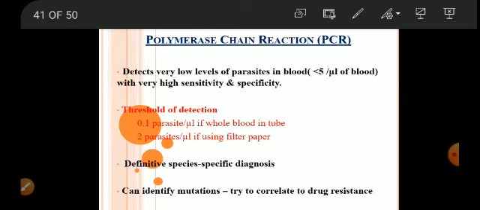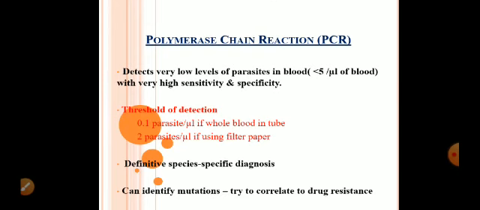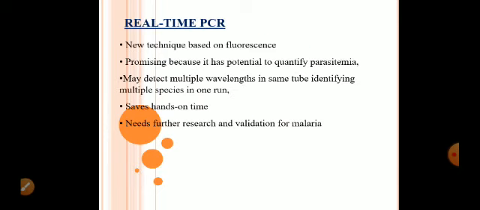Threshold for parasite detection is 0.1 parasite per microliter if using whole blood in a tube, or 2 parasites per microliter if using filter paper. Definitive species specific diagnosis is possible. It can identify mutations and try to correlate to drug resistance.